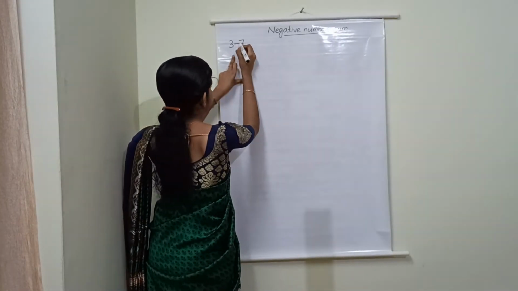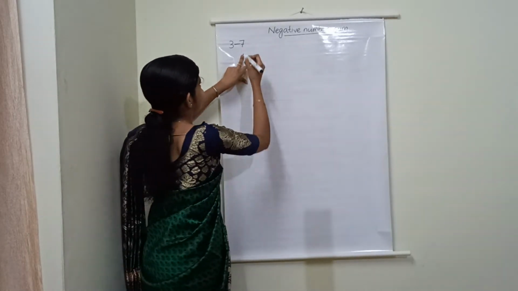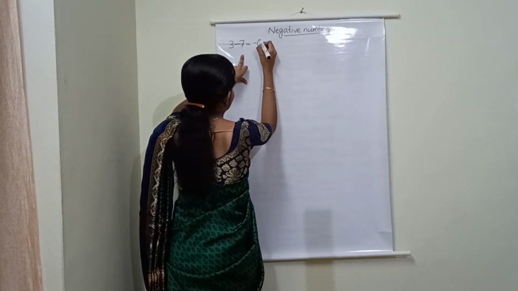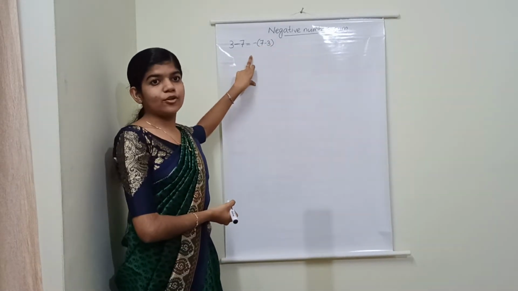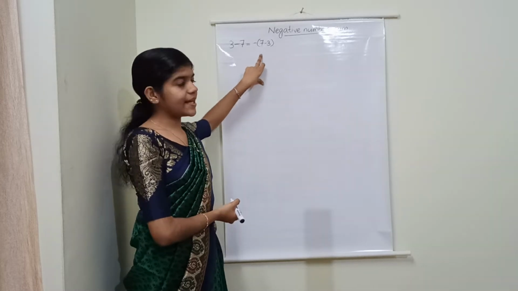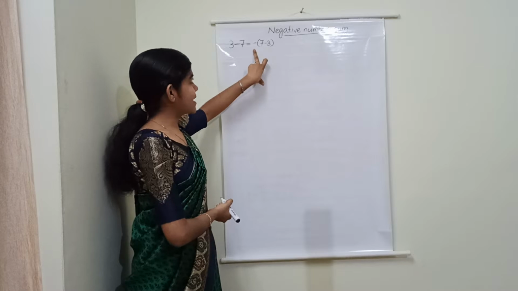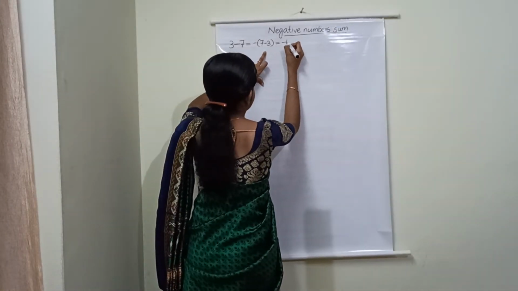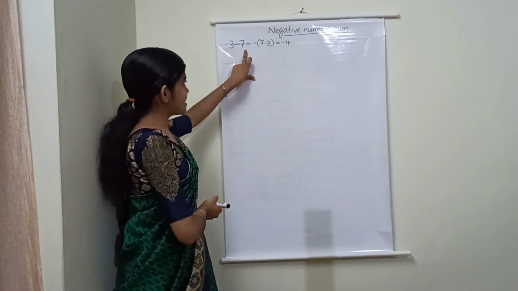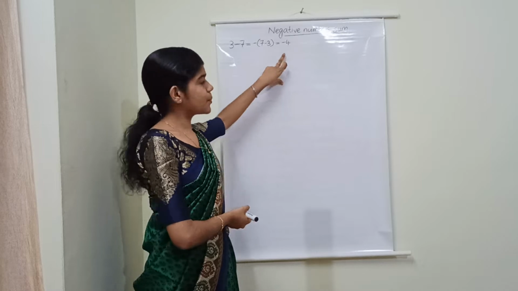3 minus 7. How can we write 3 minus 7? Yes, minus of 7 minus 3. That is, 3 minus 7 is equal to minus of 7 minus 3. Then 7 minus 3 is equal to 4. Then minus of 7 minus 3 is minus 4. Correct. That is, 3 minus 7 is equal to minus of 7 minus 3, which is equal to minus 4.